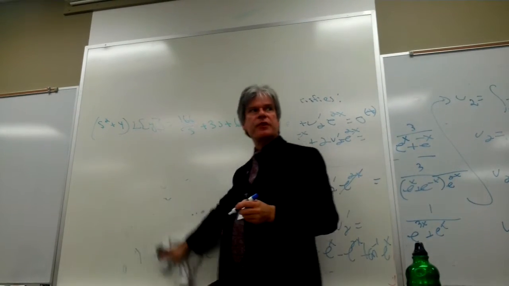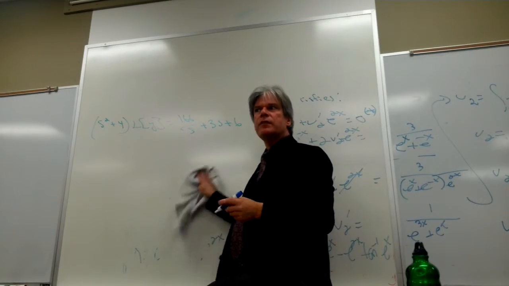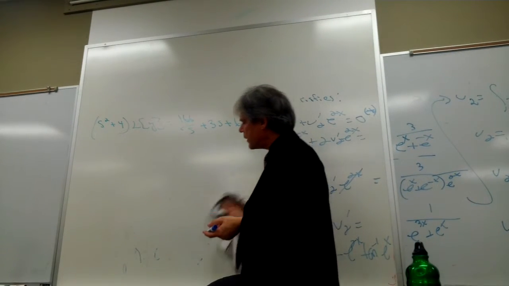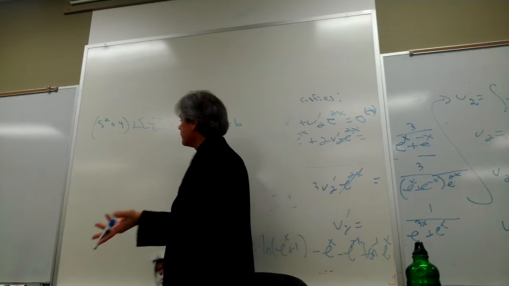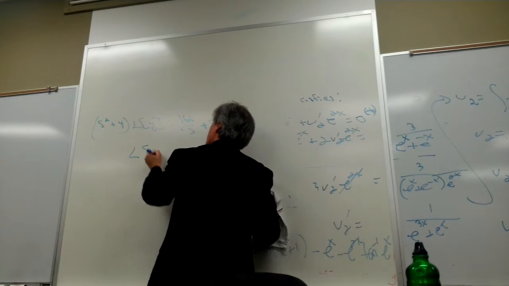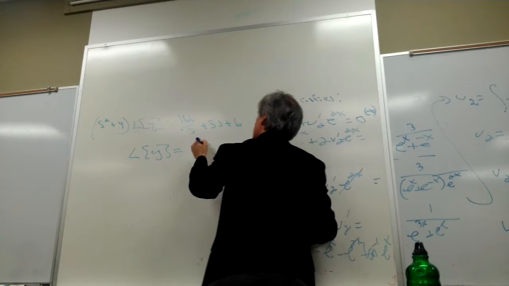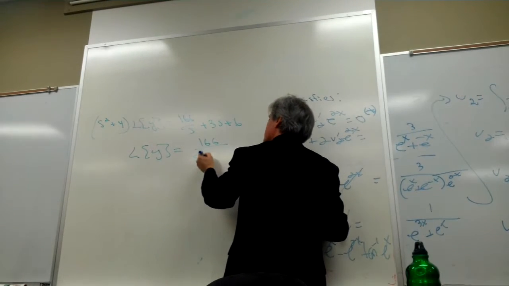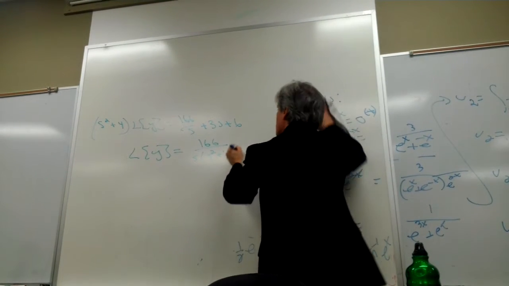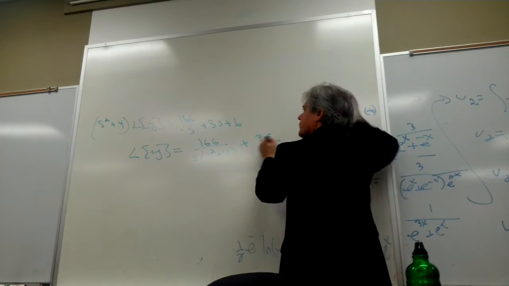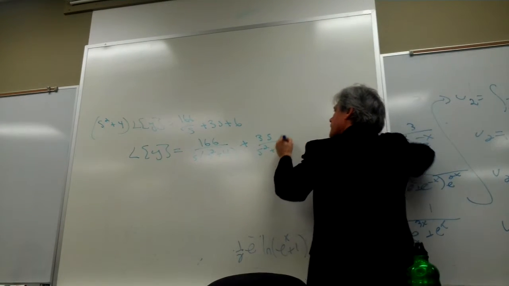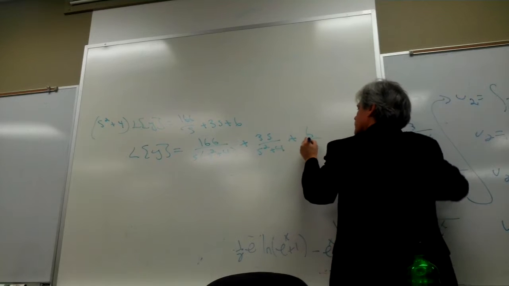Can you appreciate how this is just transformed into a math question? It's just an algebraic equation in the Laplace of y. I'll isolate it. And I see the Laplace of y is nothing more than 166 over the product of these two beasts, plus the 3s over s squared plus 4, plus 6 over s squared plus 4.